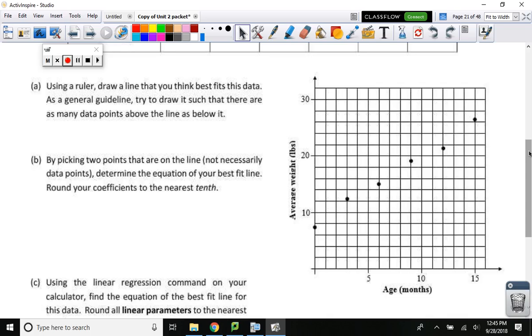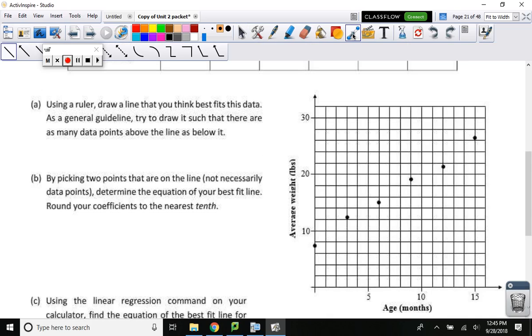So basically, in this beginning part, you're just going to take some kind of straight edge. So find a straight edge of some type. And you want to draw a line of best fit. So you want to fit as much data as you can and keep a certain number above and a certain number below. So I'm just going to start right at that point. I think that's a pretty good place to start. All right, so that looks pretty good. I got one above, one below. Pretty equal.